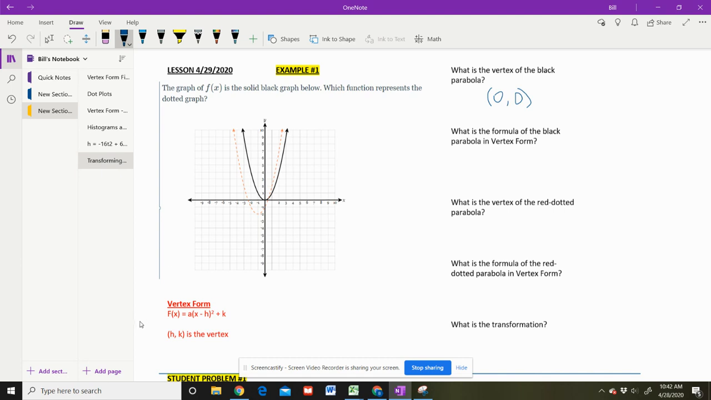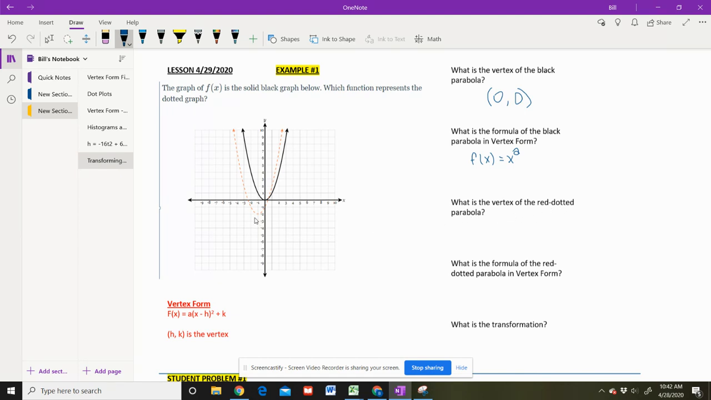I have my vertex form here: x minus h, squared, plus k. Our h is 0, so it's just x squared, and our k is 0 as well. So this is just f of x is equal to x squared. The way we can tell that we don't have an a in there is 1 times 1 is 1, 2 times 2 is 4, 3 times 3 is 9, so we don't have any multiplier going on.